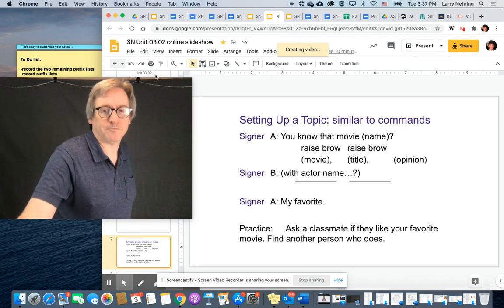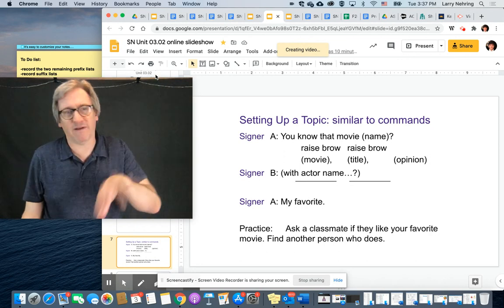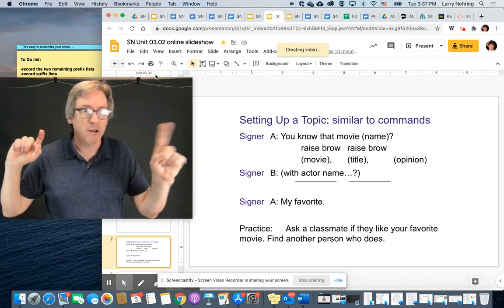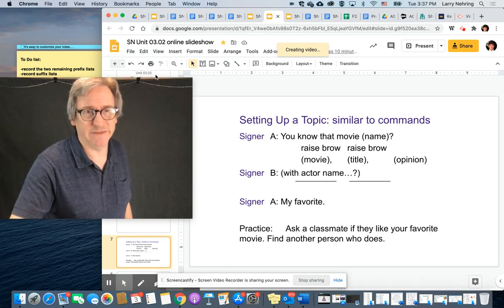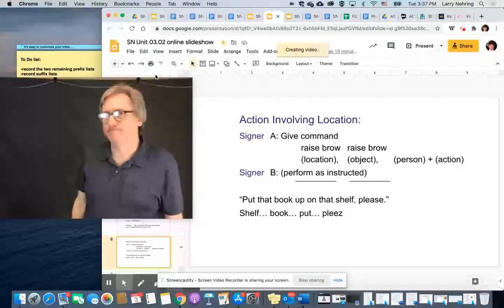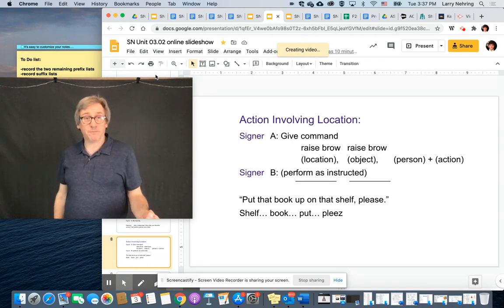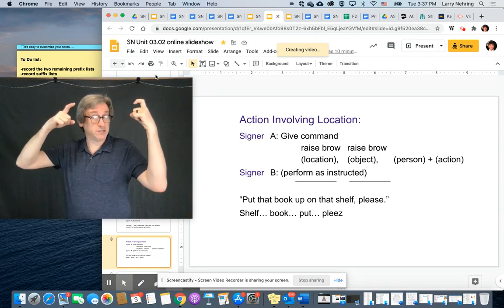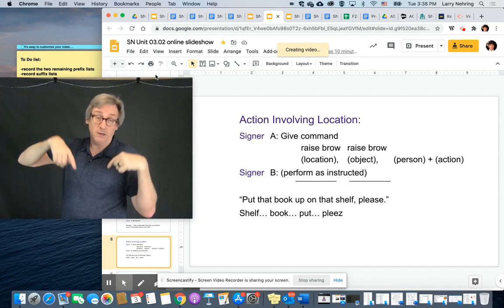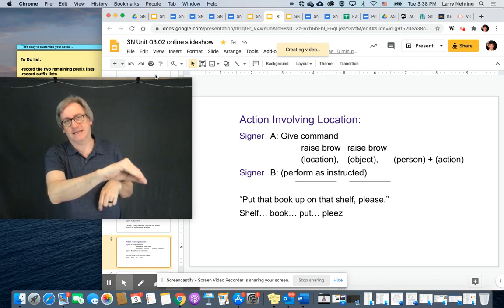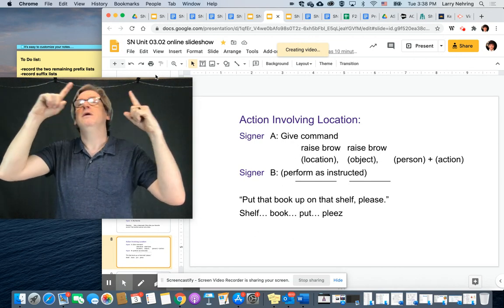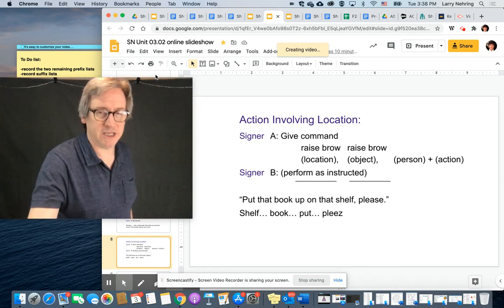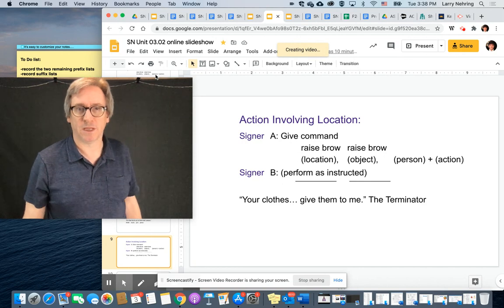And this is one of the things I'd have everybody circulate around the room, start comparing books, not so much music, but books and movies and TV shows. Very similar pattern of raise the eyebrows. You know that? Oh, then I give my opinion. You know that? Move this to there. So it's set up of, are you with me? Then I'll give you a command or I'll give you some information.